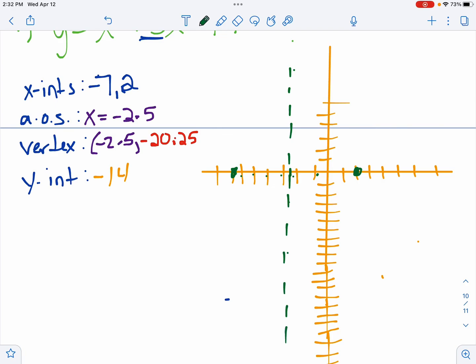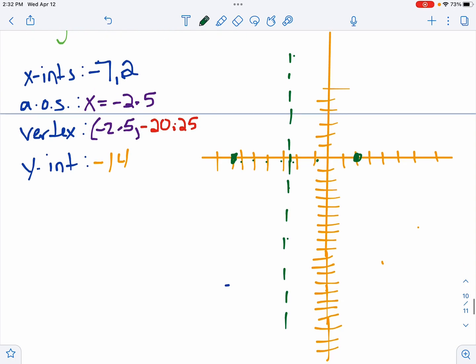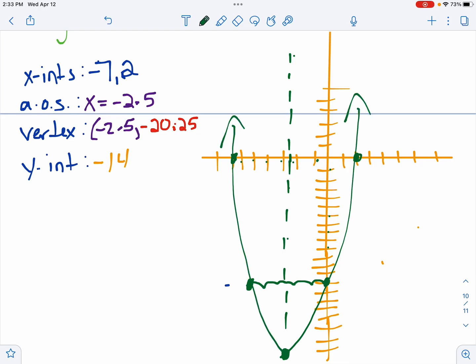Vertex, -2.5, down 20.25. So I'm going to come all the way down here, just past 20. Y-intercept is at -14. 1, 2, 3, 4, 5, 6, 7, 8, 9, 10, 11, 12, 13, 14, about here. And then we have our axis of symmetry. So I'm going to count from the y-intercept to the dotted line. I go over 1, 2, and a half. So I'm going to do that to the other side. A half, 1, 2. And here's my mirror image. And that makes our parabola.